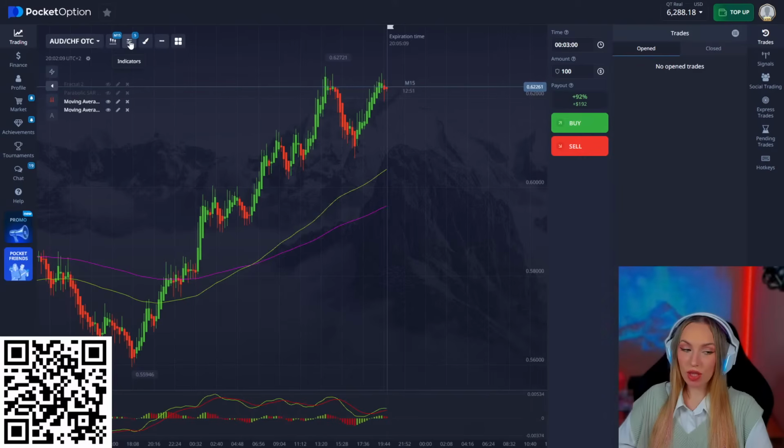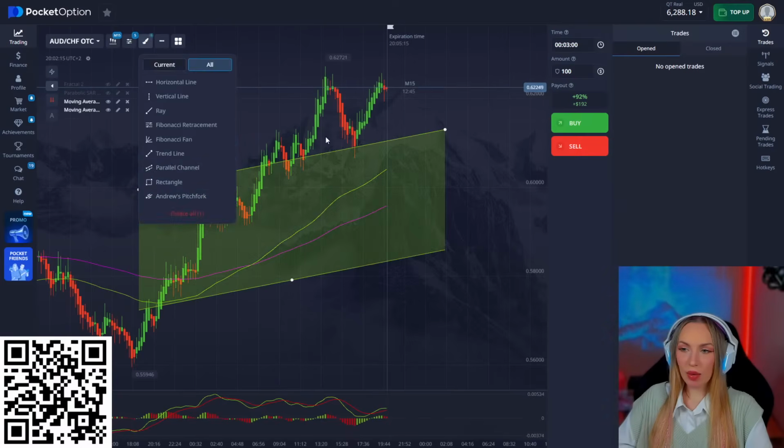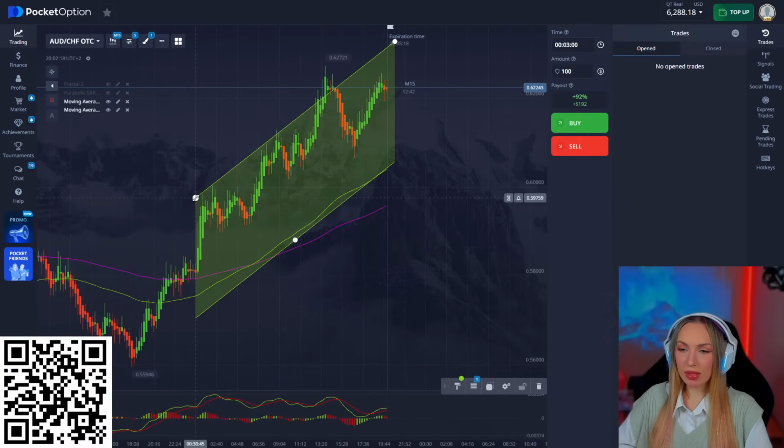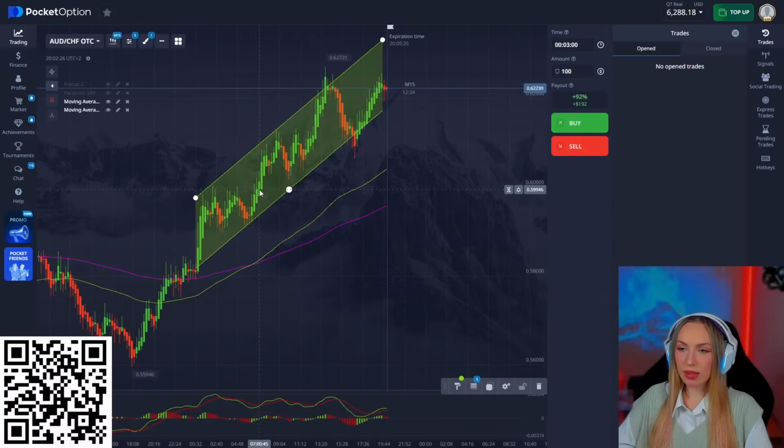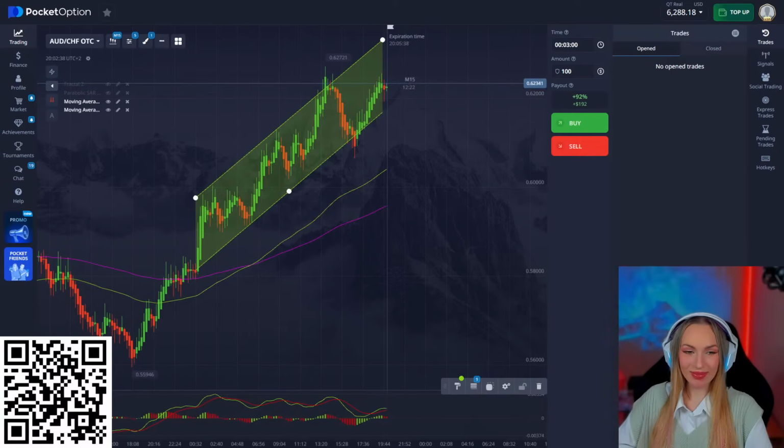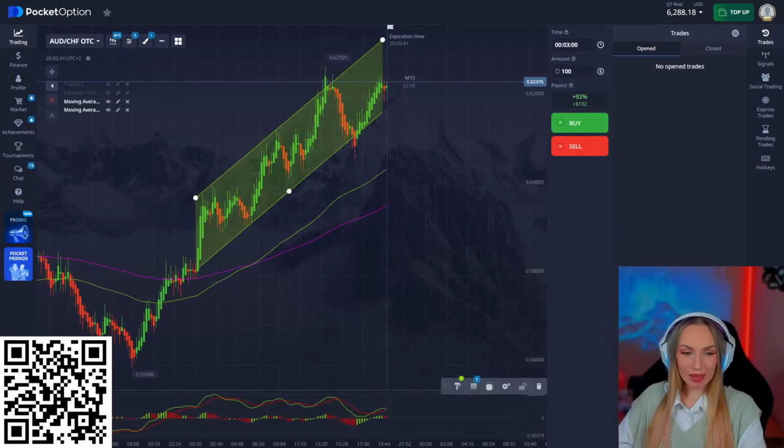So AUD CHF kinda looks interesting for me. It has the upward trend. Let's see how stable it is. I'm searching for the charts with clear structure. Pretty stable, and to tell the truth, maybe this is the one. Maybe this is the one. It's moving in the upward parallel channel, and maybe we can take advantage of it.